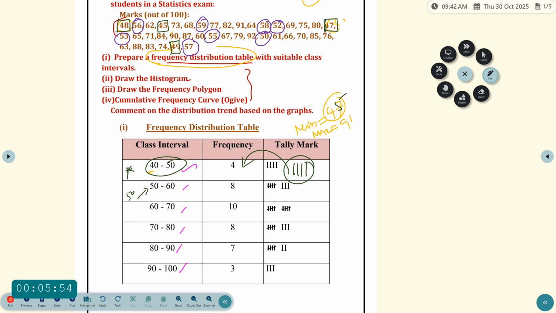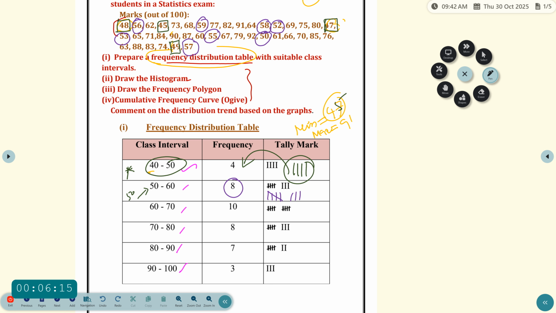So here, what is the total count? 1, 2, 3, 4, 5, 6, 7, 8. So there are 8. Put tally marks here: 1, 2, 3, 4, 5, one set over, then 1, 2, 3. So in total 8 counts are there. Include 8 here. Likewise, you have to count all the data which lie between 60 to 70, 70 to 80, 80 to 90, 90 to 100.